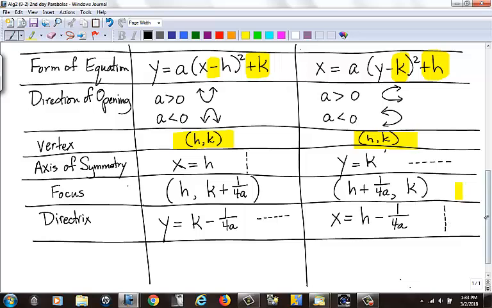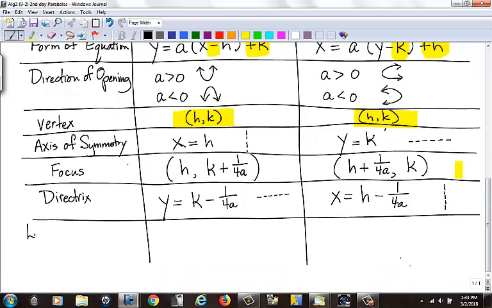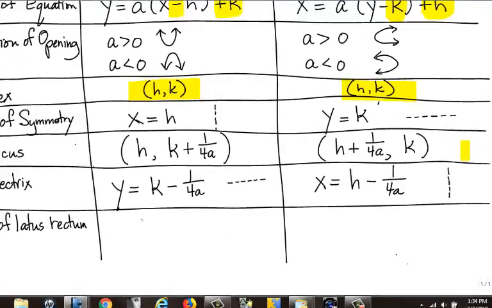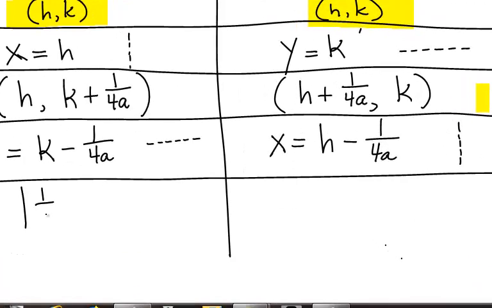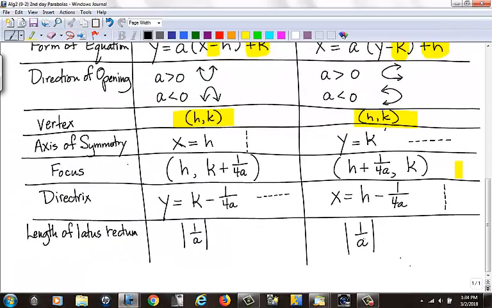Okay, and the last thing, the length of the latus rectum, that line that goes across through the focus point, and the two endpoints are on the parabola, and it's perpendicular to the axis of symmetry. The length is the absolute value of 1 over a. It has to be absolute value because it's a length. And on both of these, they are the same. It's the absolute value of 1 over a.